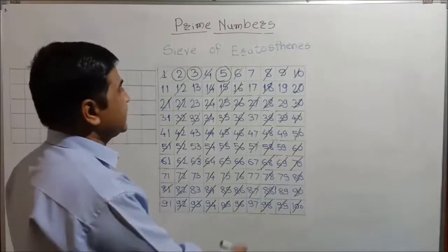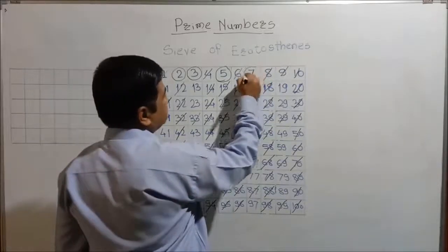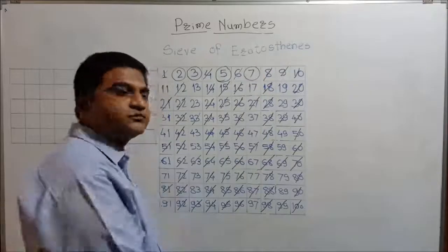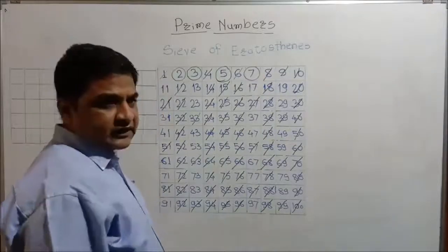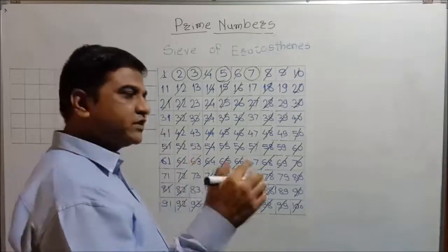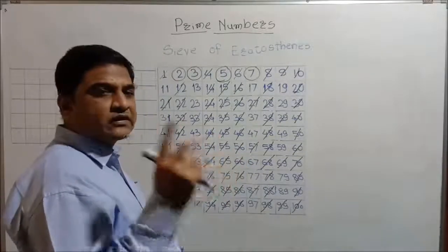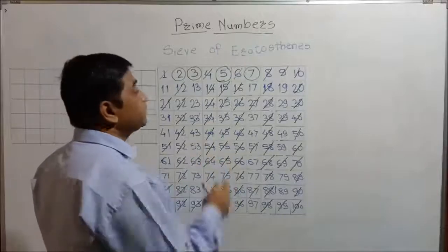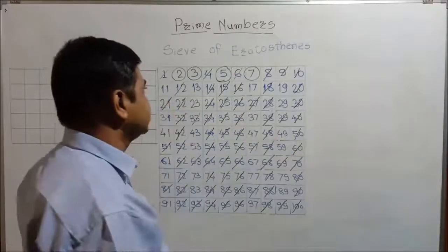So next we are having the next prime number, which is 7. We circle it. 7 is circled because 7 cannot be divided by any other numbers. We are having 1 and 7 as divisors, so it's a prime number. Now we are going to cut all the multiples of 7.